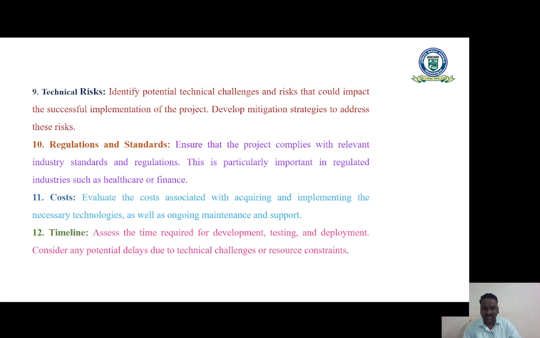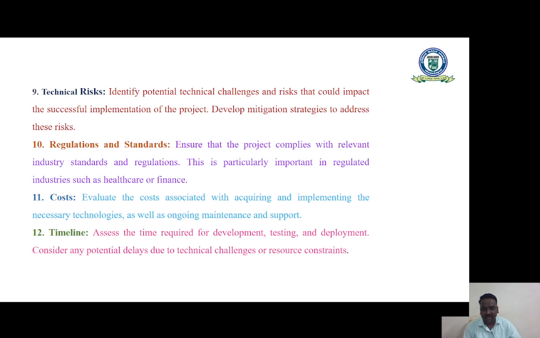Tenth, the regulation and standards. Ensure that the project complies with relevant industry standards and regulations. This is particularly important in regulated industries such as healthcare or finance.